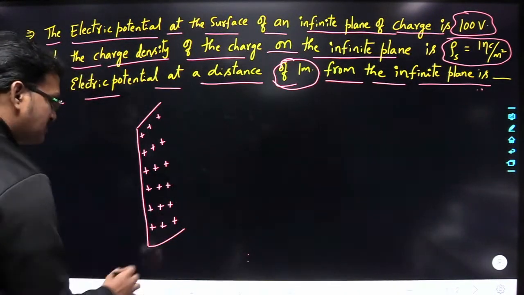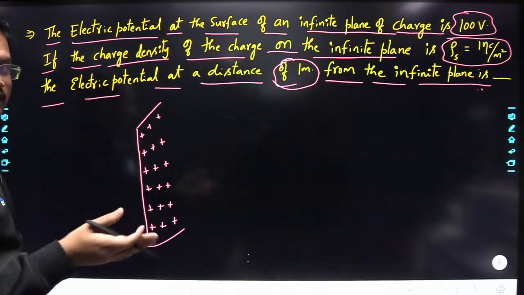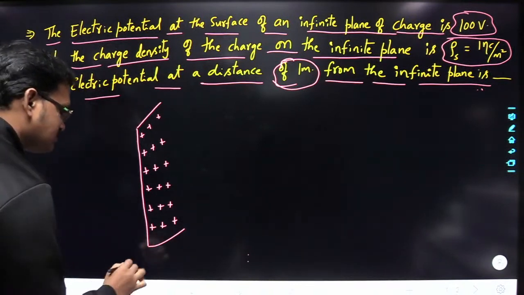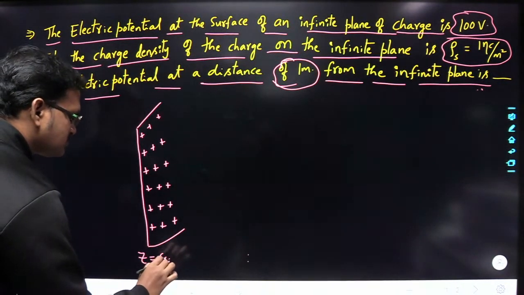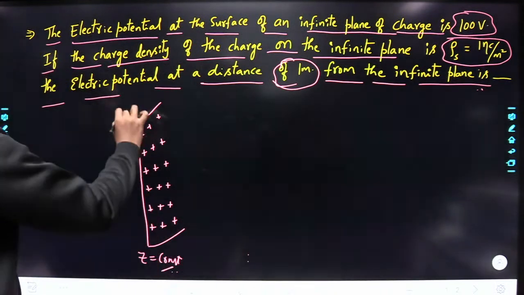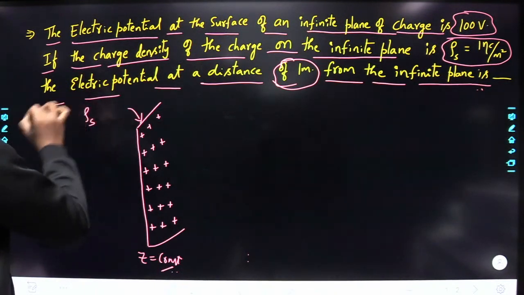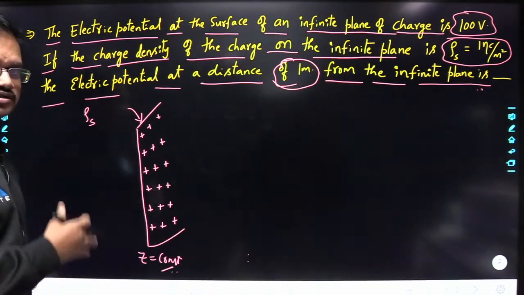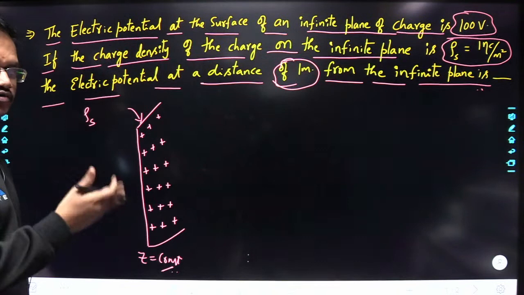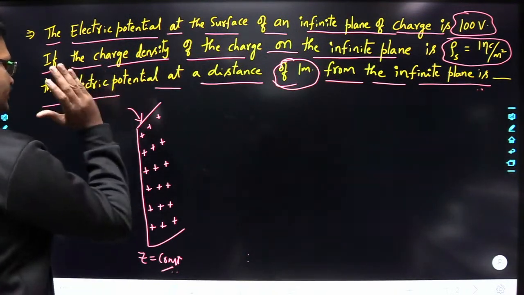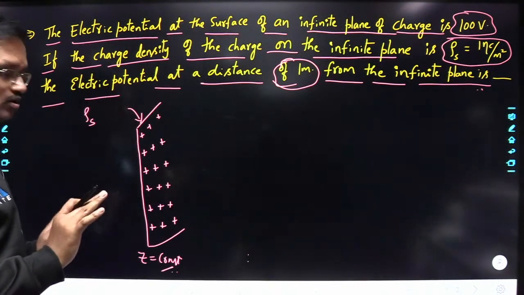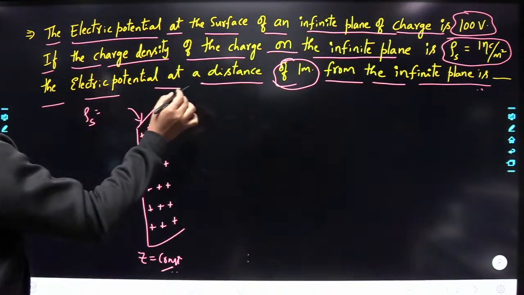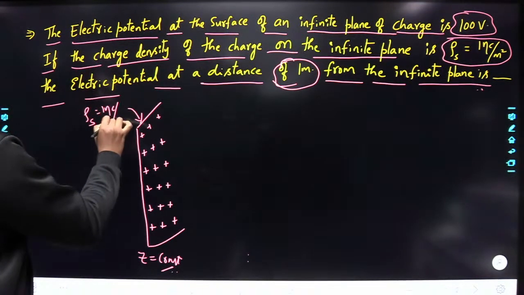I am considering that they have not given any z equal to constant plane, x equal to constant plane, or y equal to constant plane. They have not mentioned anything, so I'll simply consider this as some z equal to constant plane, and here the charge density is rho s. You can assume y equal to constant, z equal to constant, or x equal to constant plane, whatever you want, because it represents an infinite sheet charge, that's it. So rho s is equal to 1 nanocoulomb per meter square.